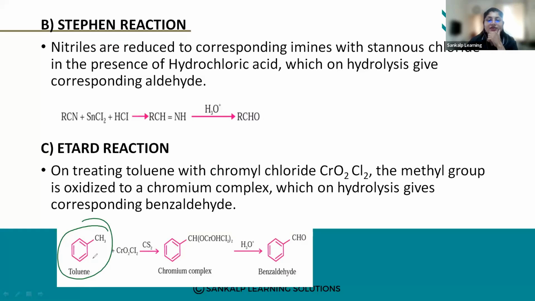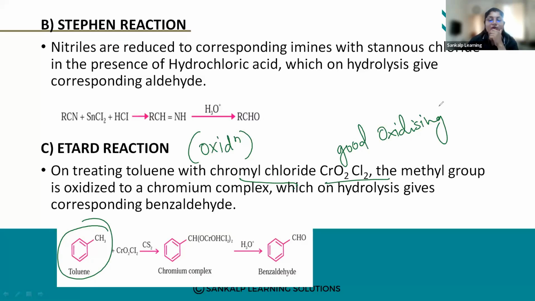We are treating it with chromyl chloride. This is an oxidation reaction. Chromyl chloride is a good oxidizing agent. Rosenmund reduction and Stephen reaction were both reduction reactions, where we were adding hydrogen. This is a good oxidizing agent, so what it is doing here is adding oxygen.